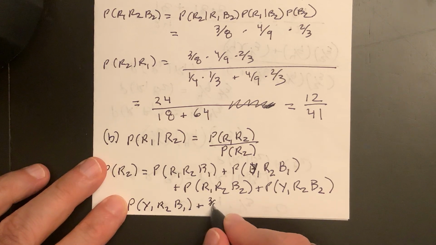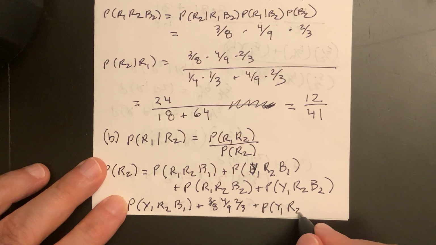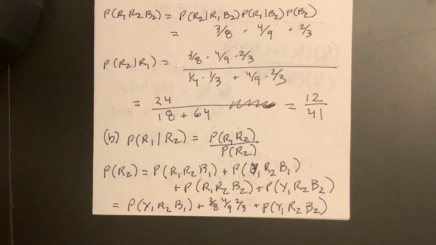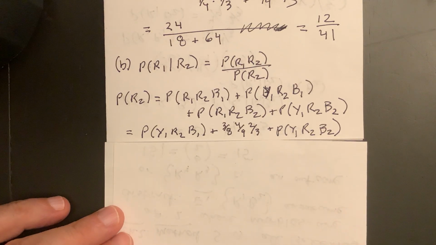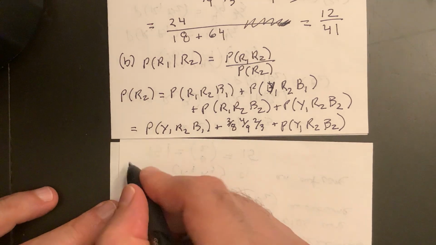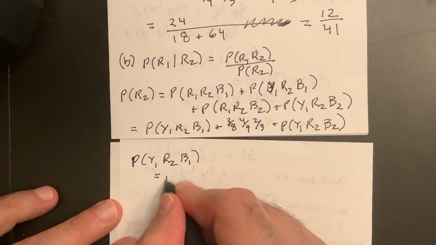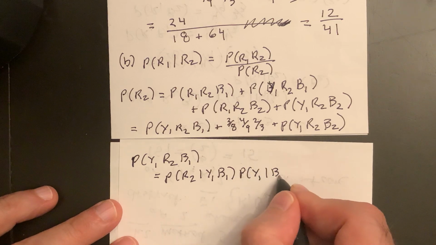So this was 3/8 times 4/9 times 2/3 plus P(Y1 R2 B2). And these can be done just like this one can be done, right? By conditioning on each of those intersections of 3 things. So if I'm going to write it out, I need to find a piece of paper. I'm almost out of paper, which is a sign that I should stop. So let me continue though, just to see. I'll go another minute. So let's just try to do one of these. What's P(Y1 R2 B1)? The natural way to do it is P(R2 given Y1 B1) times P(Y1 given B1) times P(B1).